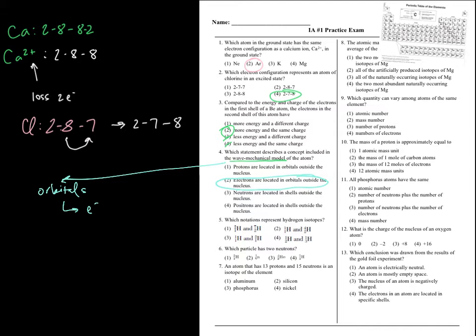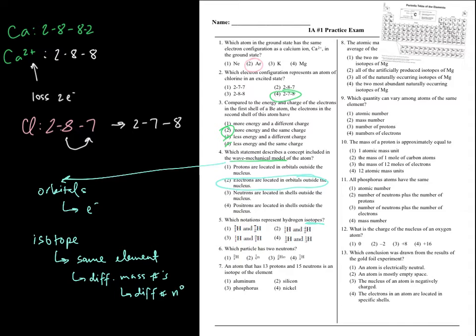All right, number 5. Which notations represent hydrogen isotopes? So this requires us to know what the word isotope means. Isotope means same element, different mass numbers. As a result, different number of neutrons.